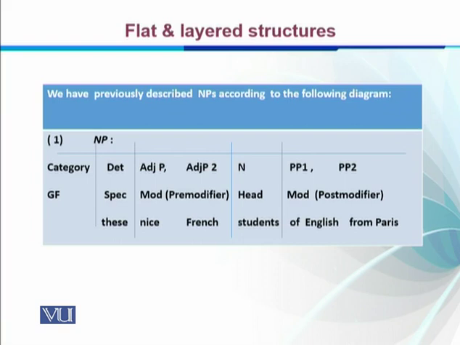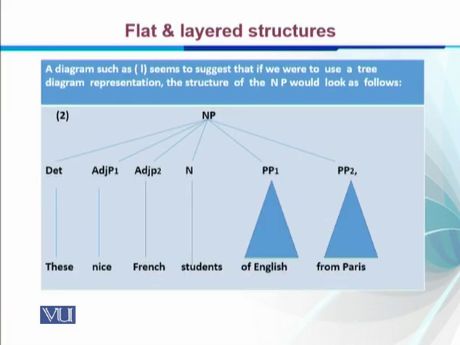You can look at the same, as we have been discussing this. The same can be given through a tree diagram. It seems to suggest that if we were to use a tree diagram representation, the structure of the noun phrase would look like this. Again, we have shown different categories: determiner, adjective phrase 1, 2, and so this gives us a better picture to understand the noun phrase: these nice French students of English from Paris, right?